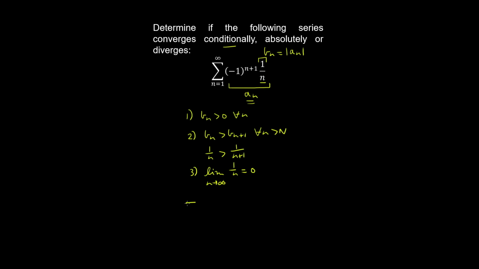Now to check for absolute convergence, we need to check if the series bn, which is the absolute value of an, converges. Well, we know that this is a harmonic series, and that it diverges. So therefore this series converges conditionally.